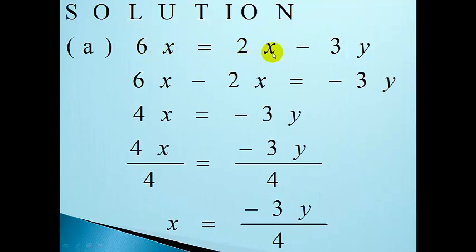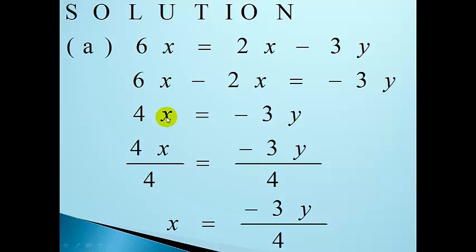Given 6x equals 2x minus 3y, take note that we are solving for x. We have an x term on the left hand side and an x term on the right hand side, so we group the x on one side. That means that 2x on the right hand side becomes minus 2x on the left hand side, and on the right hand side we have minus 3y. Now 6x minus 2x is equal to 4x.